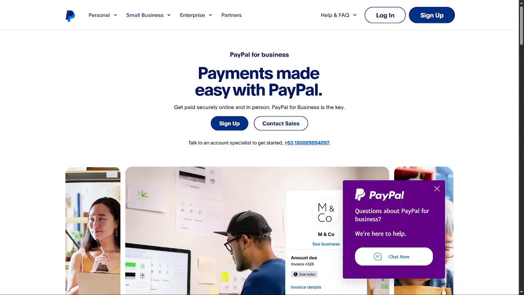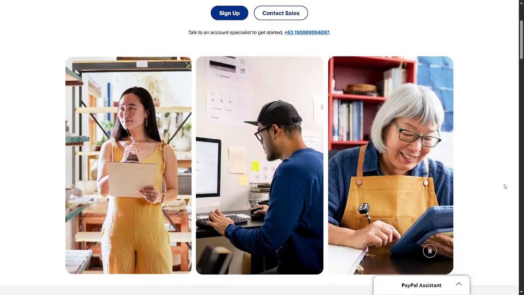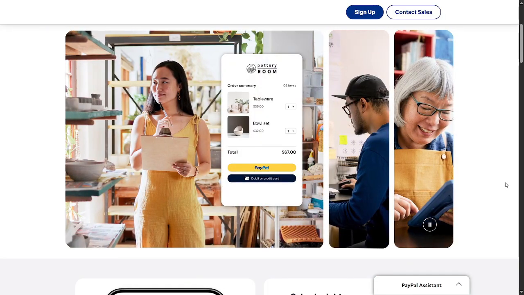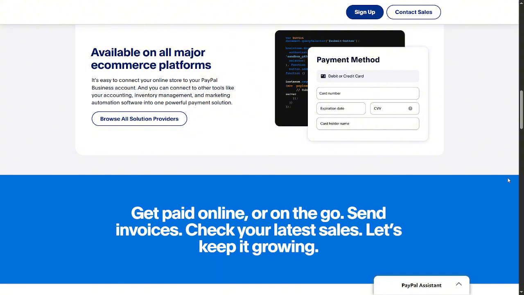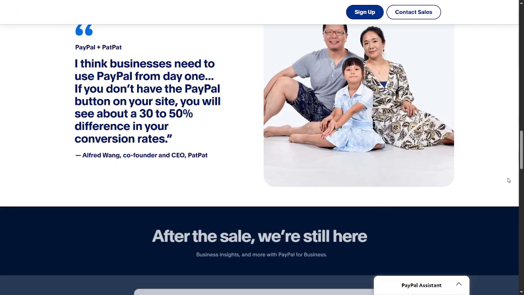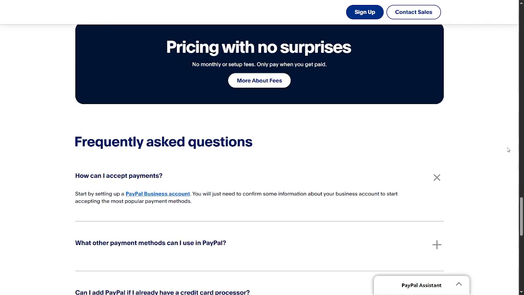Now let's look at PayPal Commerce. PayPal's system focuses on accessibility and trust. It gives marketplaces a simple way to accept and distribute payments using one of the most recognized brands in online commerce. Customers already know and trust PayPal, which can boost checkout conversion rates.